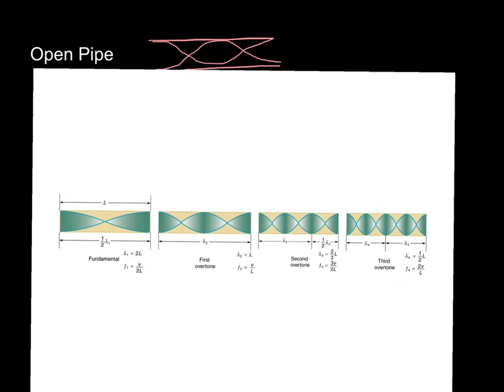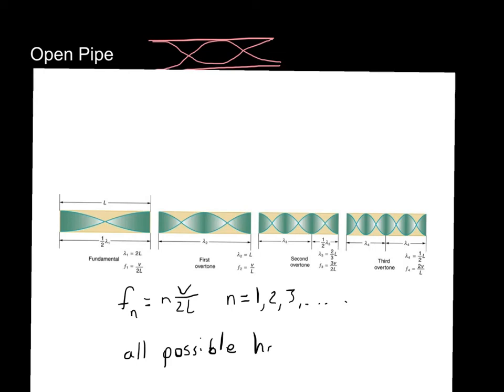So the equation for our whole series looks something like this. We're going to have NV over 2L, and this time we can produce all possible harmonics, so 1, 2, 3, and so on and so forth. So we can have all possible harmonics with an open pipe. It's not like a closed pipe where it's limited to just the odd.